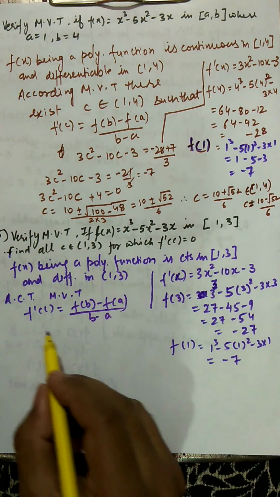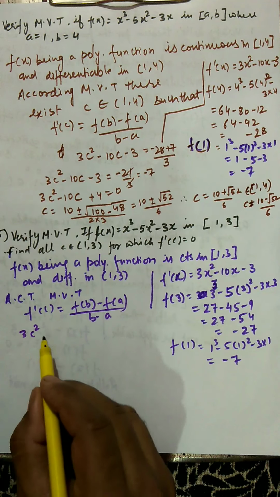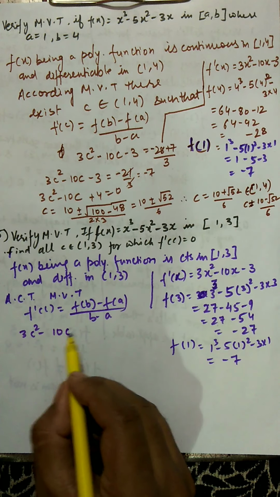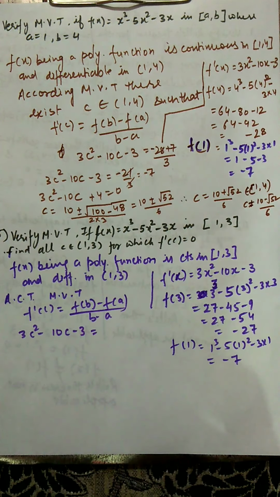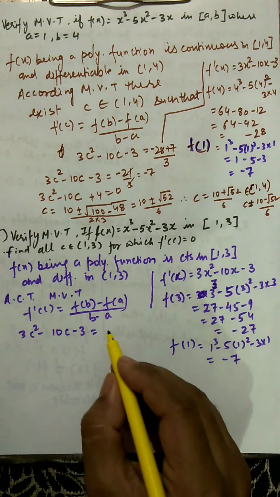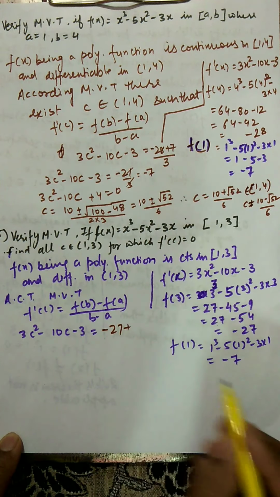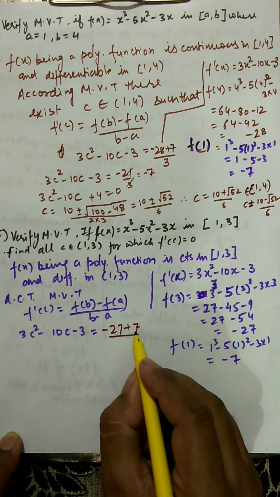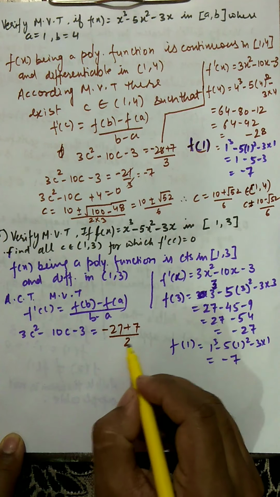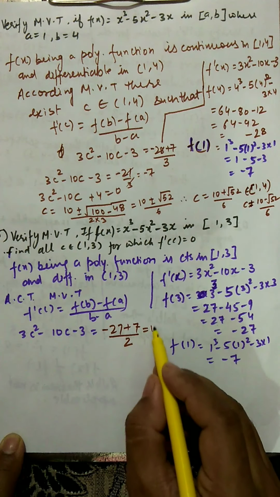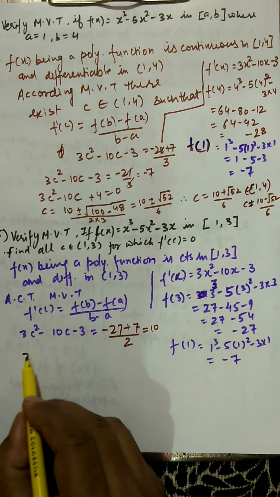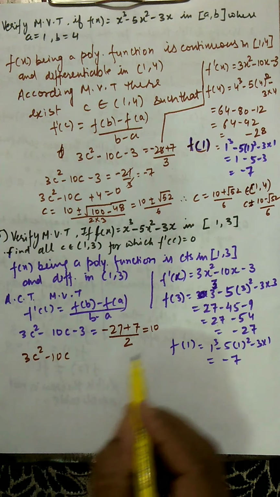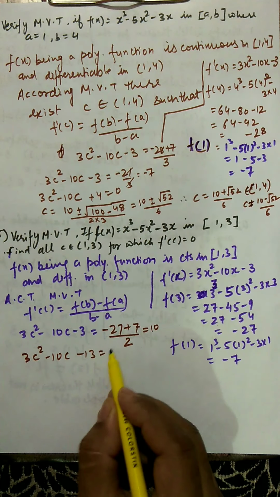So we'll substitute all these values: 3c square minus 10c minus 3, and this is fb. The value of fb we have calculated, that is minus 27, and this will become plus 7. 3 minus 1 difference is 2, so this is 20, and this is going to be 10. So this is 3c square minus 10c, and this will become minus 13 equal to 0.